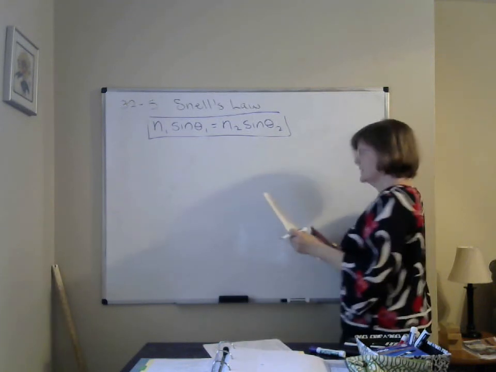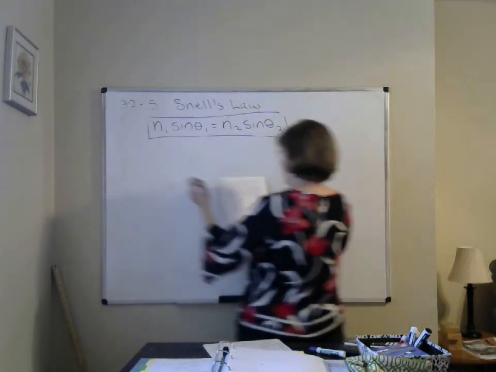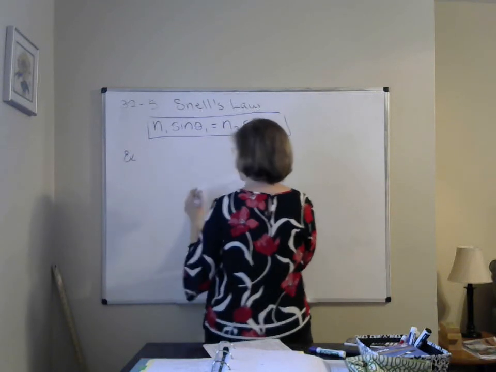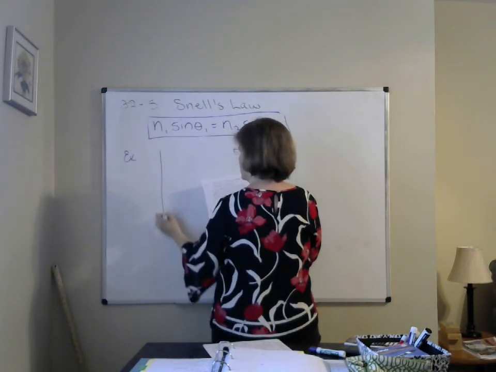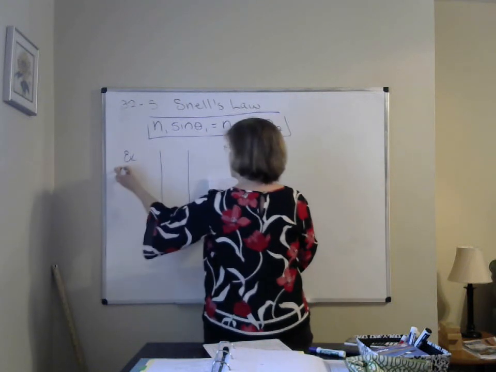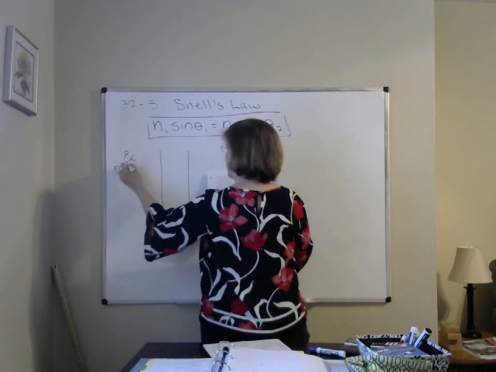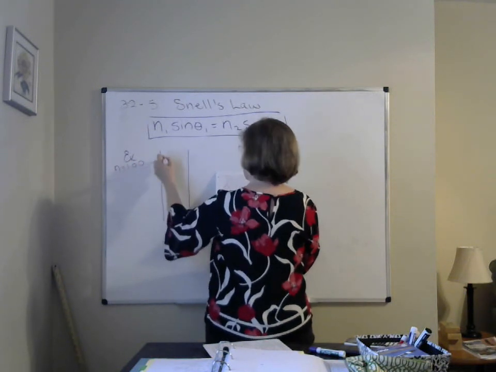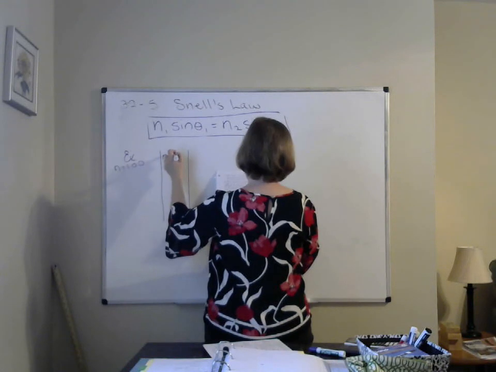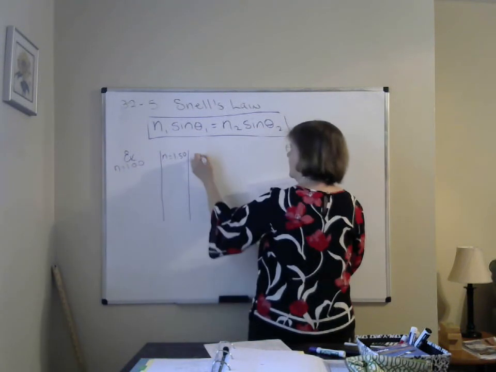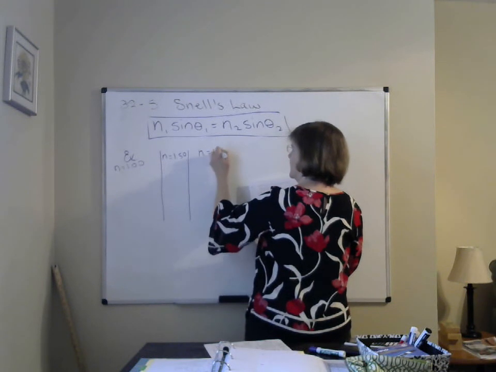Let's work a quick example. In this example, we have a piece of flat glass. Here's a piece of glass. This is air over here, and the index is 1. The glass here in the middle has N equal to 1.50, and then back into air, N equal to 1.